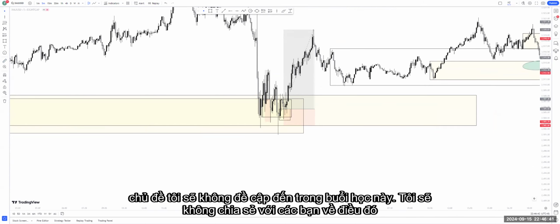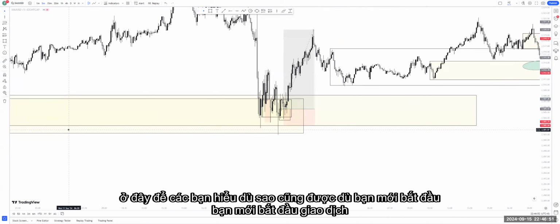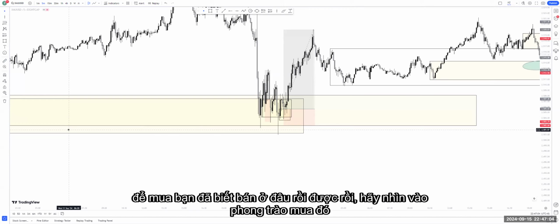Actually, in this session, I'm not going to share with you guys about direction and all of that stuff. That is quite complicated. But I've simplified every single thing here for you guys to understand. Even if you just started trading last week, next week, when you jump into the market, you already know where to buy. You already know where to sell.